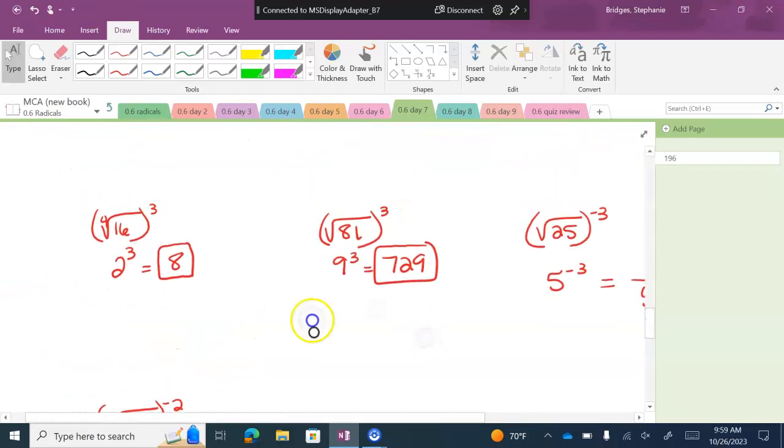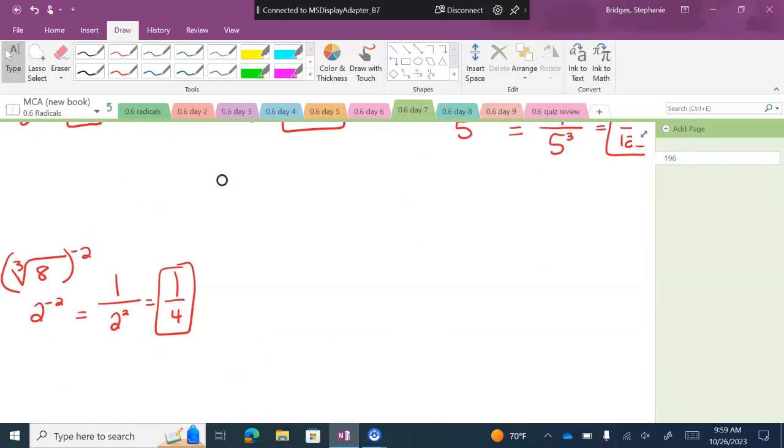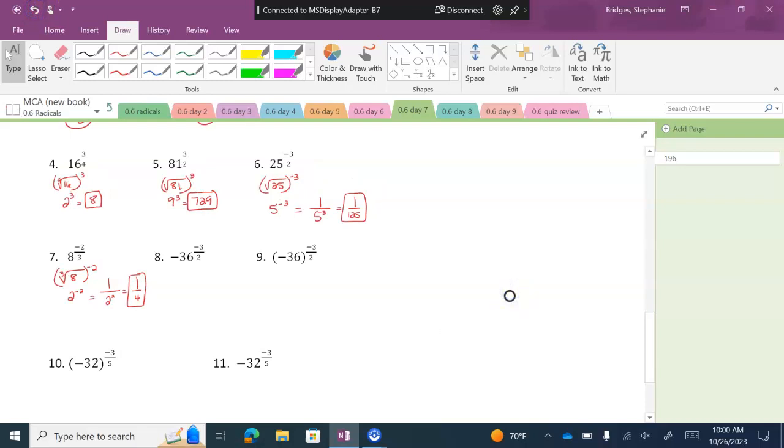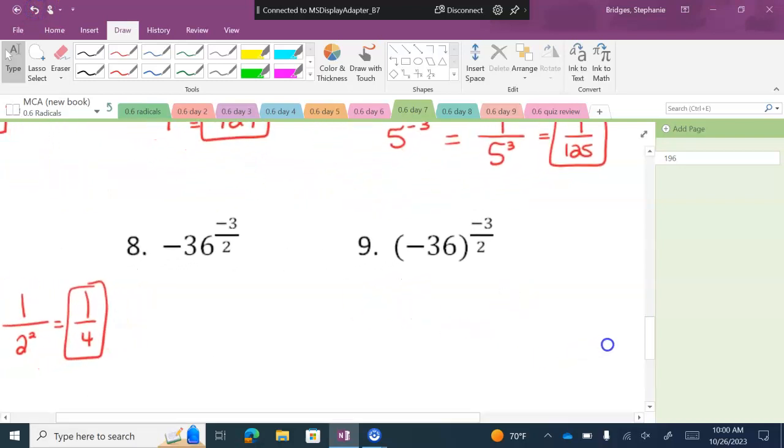Now, what I want to do is focus on 8 and 9. Do you notice how they're almost exactly the same? What's the difference? One has parentheses and one does not.